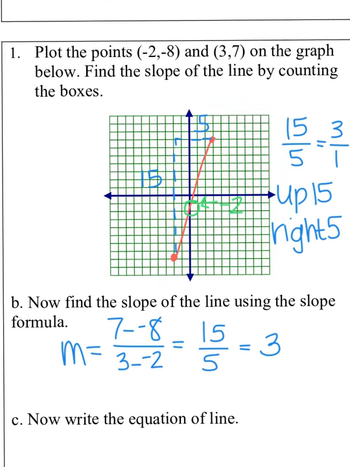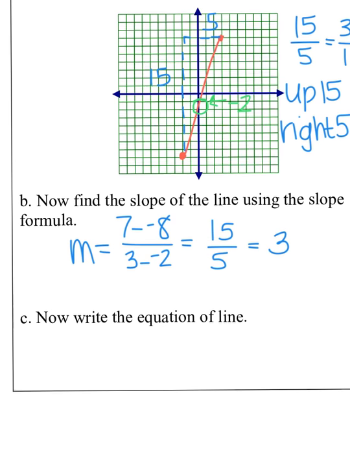So let's go ahead and start writing our equation of the line. We're going to start with y equals our slope, 3x, and then we want to subtract 2 for the y-intercept. And again, it's slope-intercept form because it's following this pattern of y equals mx plus b. It'll always go in that order.